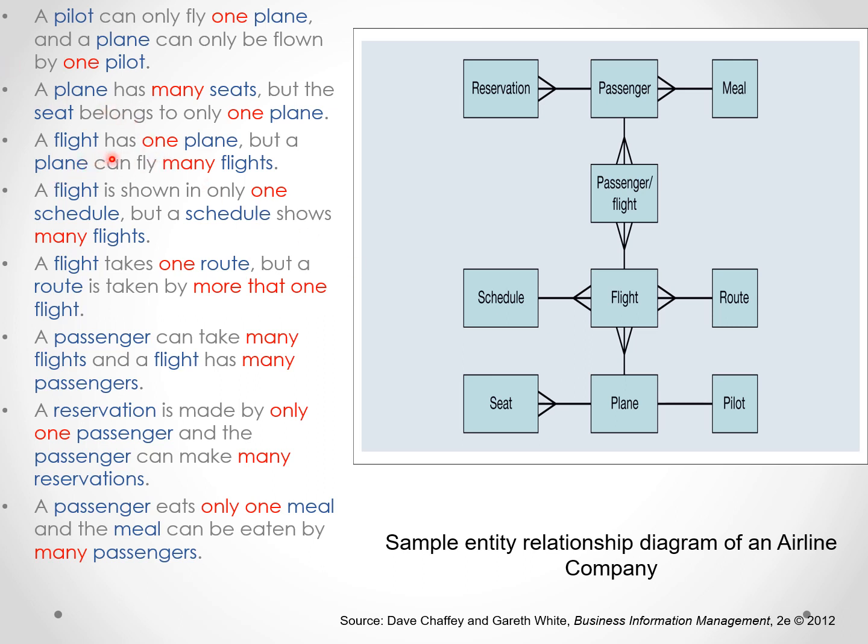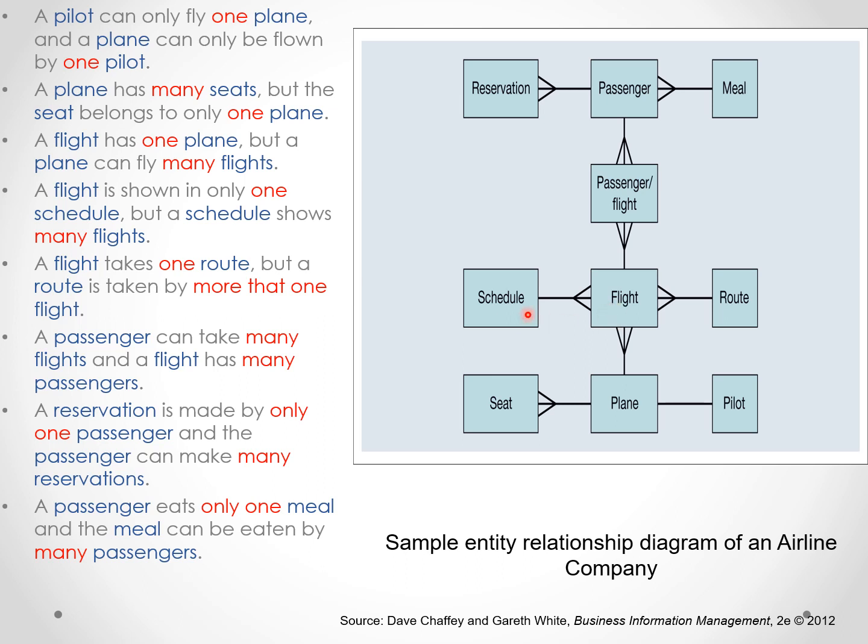A flight has one plane, but a plane has many flights. We took this example, so let's skip this. A flight is shown in only one schedule, but a schedule shows many flights. So that's a one-to-many relationship. Let's see this in the entity relationship diagram.